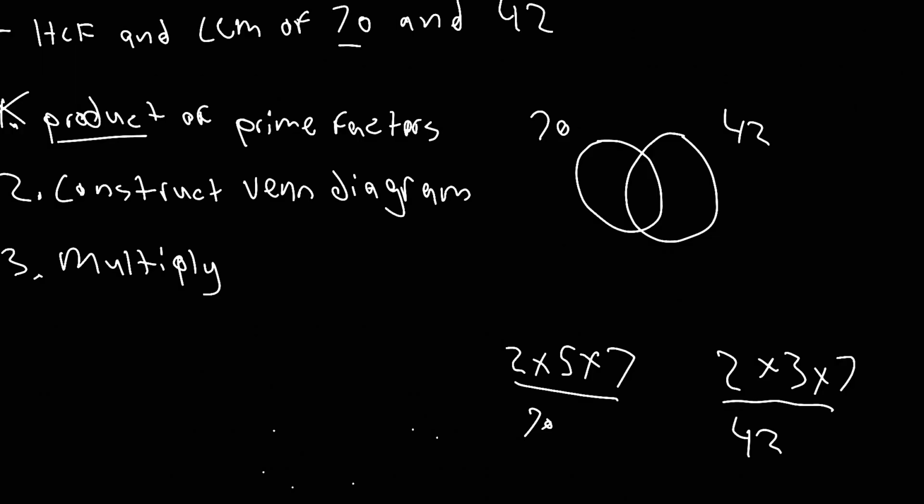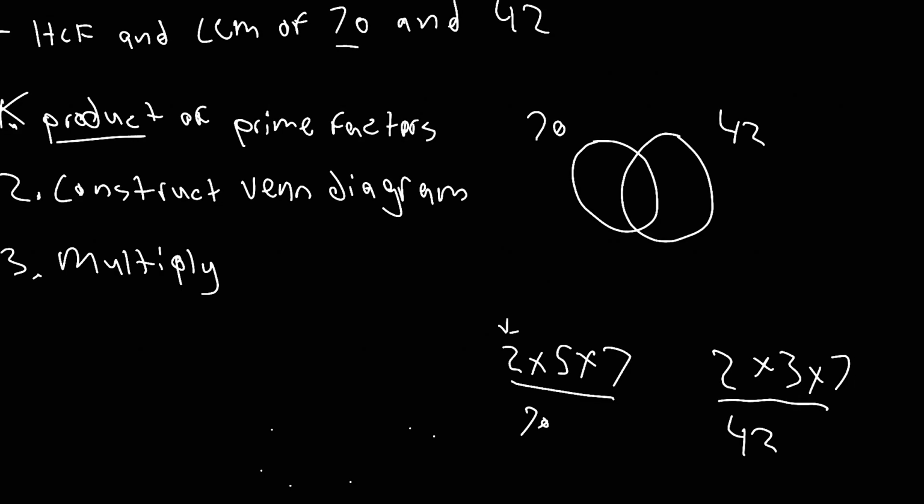Now, this area over here in the middle, the intersection of the two circles, is where we put the factors that are both in 70 and 42. So if I look at my factors of 70, I have 2 over here, 5, and 7. And then over here I have 2, 3, and 7. I can see that 2 and 7 are both factors of 70 and 42. So I'd go ahead and write these numbers in my Venn diagram in the middle.